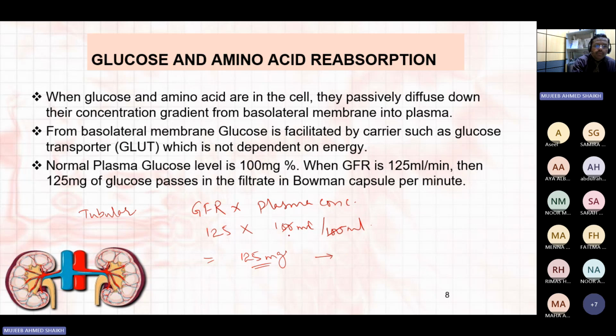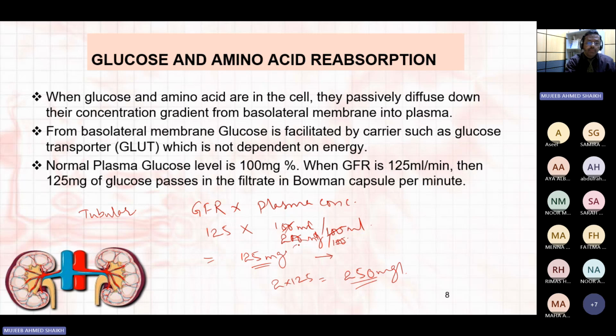If blood sugar becomes, let's say, 200 milligram per 100 ml, then it will be 2 multiplied by 125, because the 100 will be cancelled. It remains only 2 into 125. How much will it be? 250 milligram. And we know 375 is the maximum handling capacity of the kidney. So still the glucose will be reabsorbed.